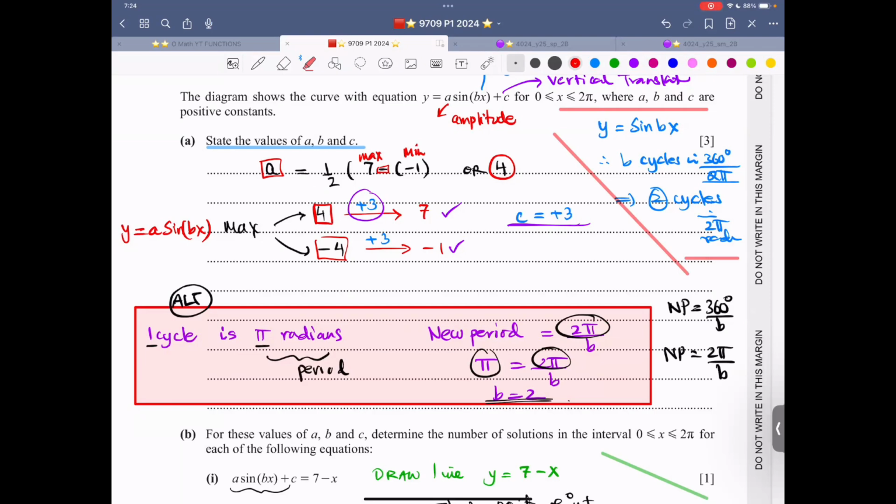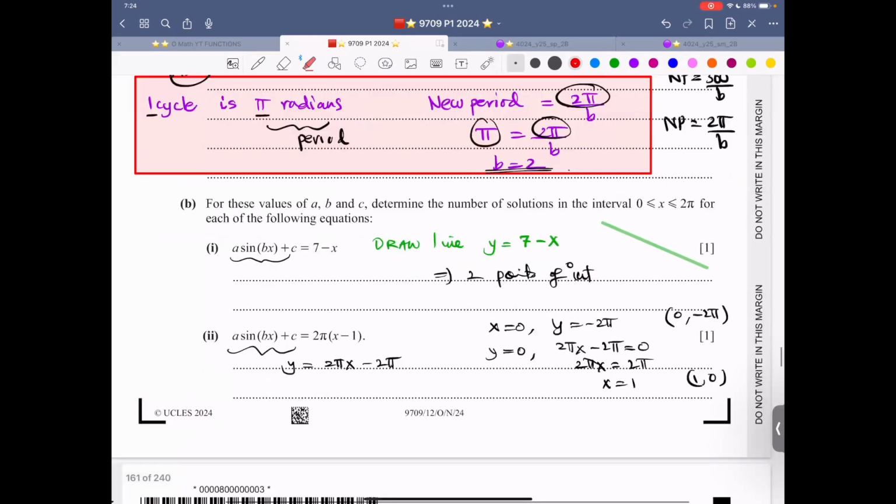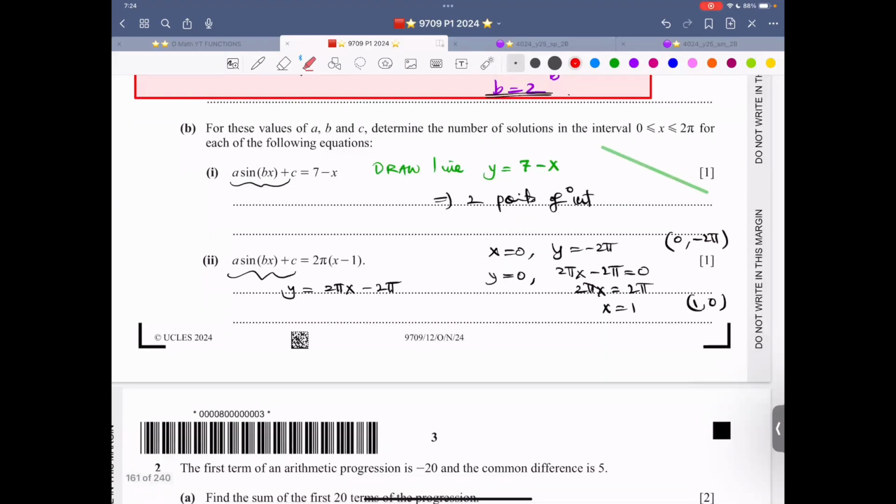Let's move ahead. Now the question says, for these values of a, b, and c, determine the number of solutions in the equation for x between 0 and 2 pi for each of the following equations. This is the same as before, a sine bx plus c, the same thing that is drawn over there. Let me highlight this. This is already drawn.